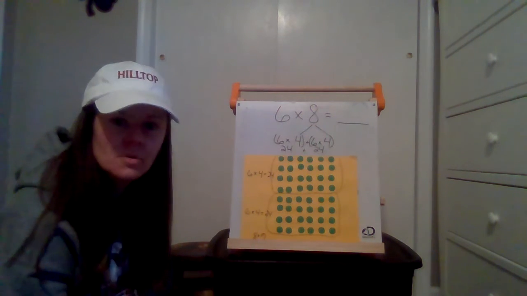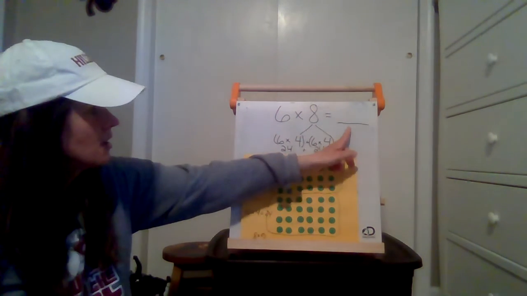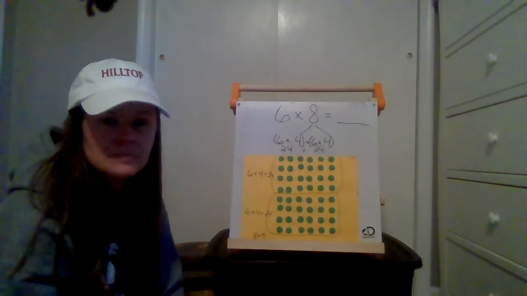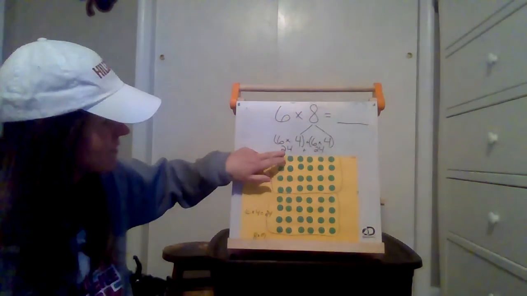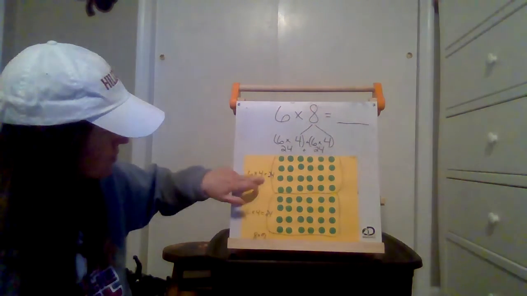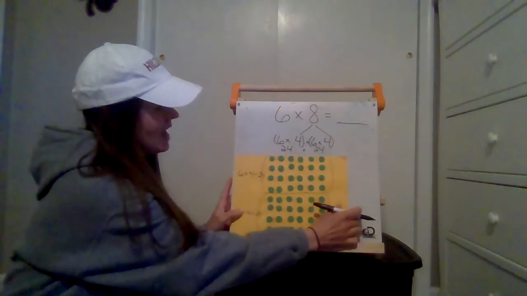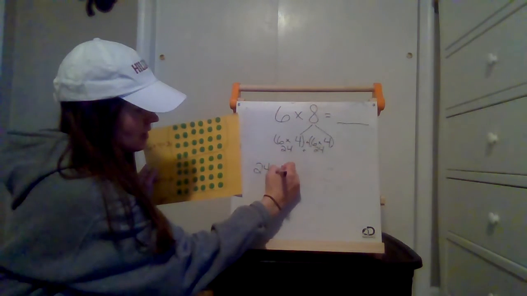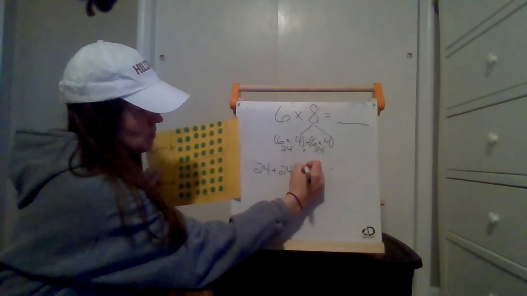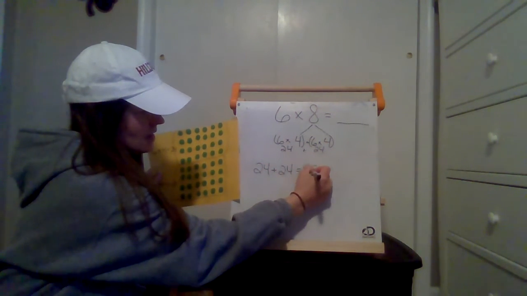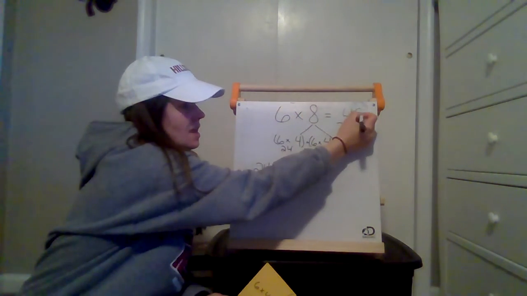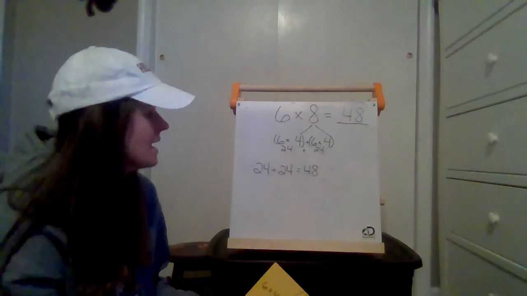So I want you to think for a minute, now that we've gotten the product to our 2 simpler multiplication facts, what do we need to do now to find out what 6 times 8 is? You're right, we have to add our 2 partial products. So we need to add 24 plus 24. And that'll give us 48. So our 48 is our product.